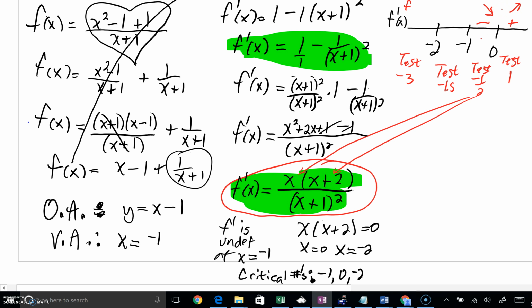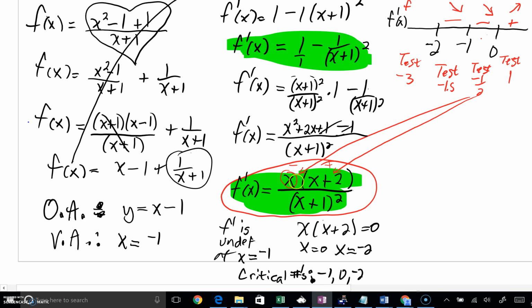How about plugging in a negative 1.5? You can see that this x is going to be something negative. And then the negative 1.5 plus 2 is actually going to be something positive. So you'd have a negative times a positive. That's definitely going to be something negative. We have seen this before where adjoining intervals could both be negative.